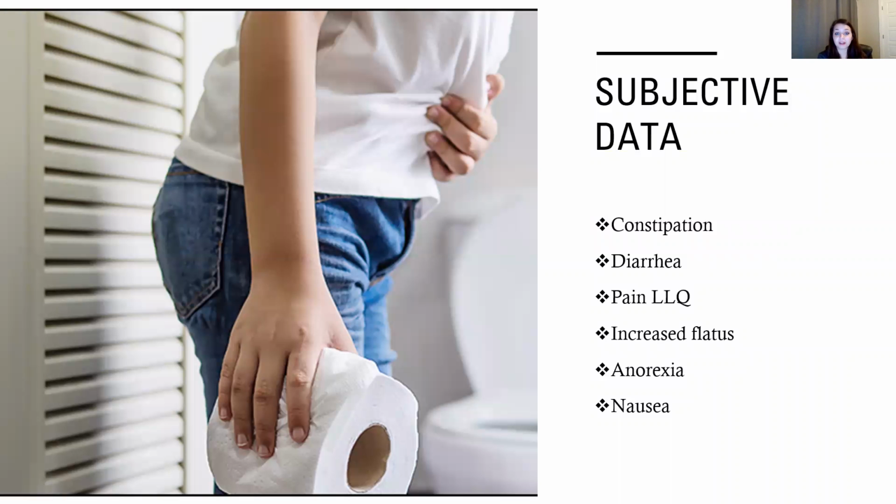So some subjective data that our patient will tell us, they can tell us that they have constipation and diarrhea, or diarrhea. They'll have that pain in the left lower quadrant. They'll have increased gas. They'll have anorexia, so they just won't feel like eating, and they also might be nauseated.